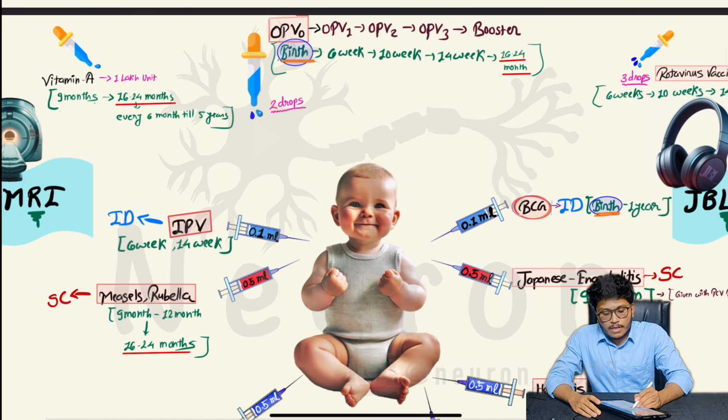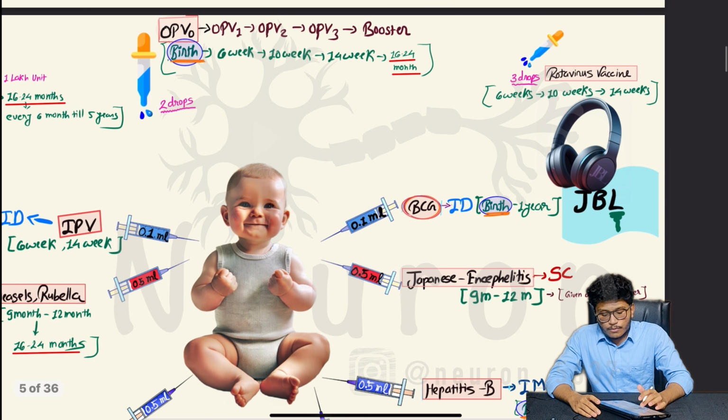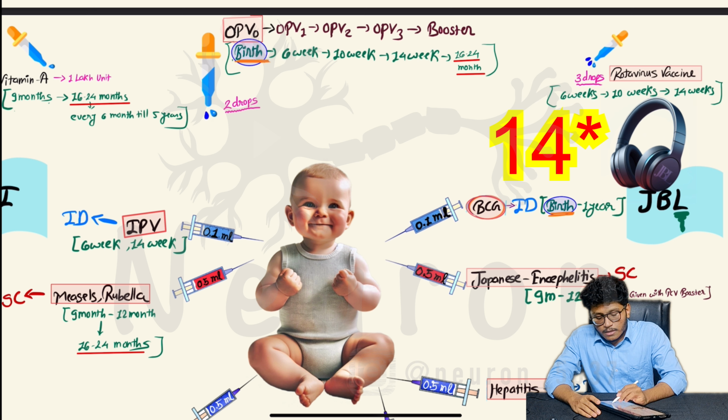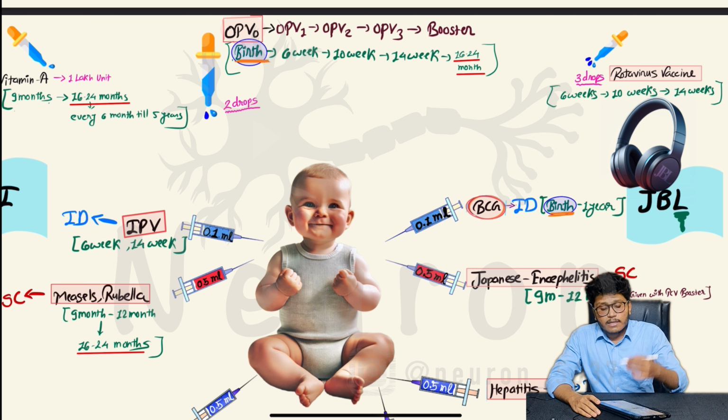And you have to remember that 2 drops of OPV vaccine are given. Now let's move to the rotavirus vaccine. Rotavirus vaccine is given at the time of 6 weeks. Second dose is given at the time of 10 weeks and the third dose is given at the time of 14th week. There are 3 drops given in the rotavirus vaccine.